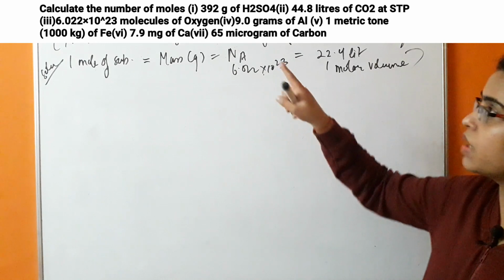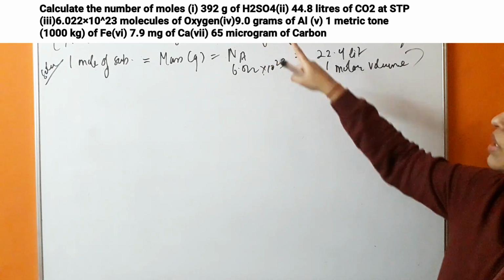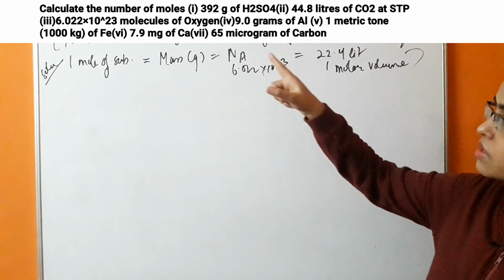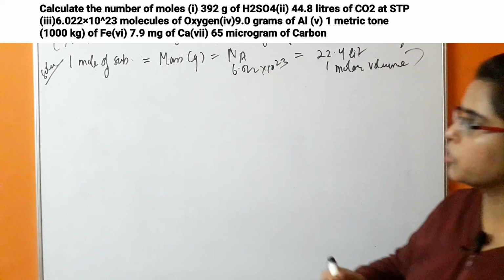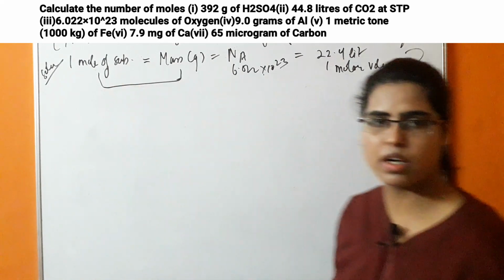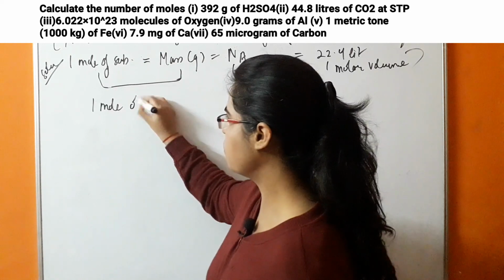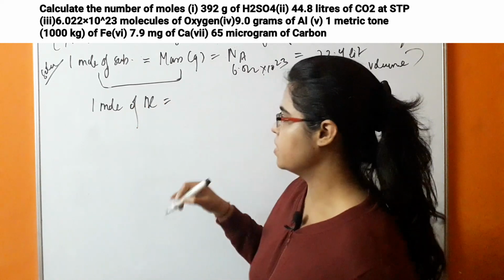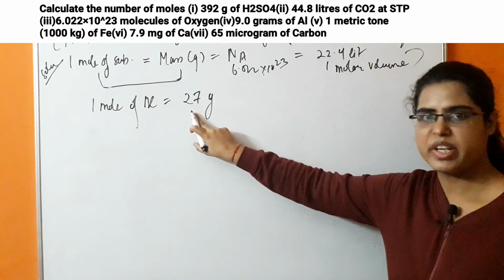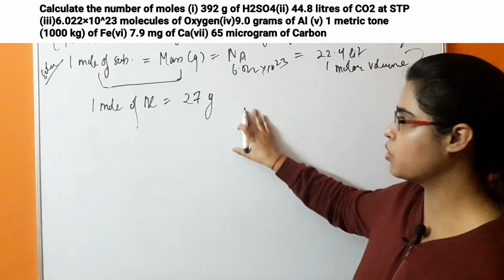Now next we have to find out the number of moles in this fourth condition, 9.0 gram of aluminium. In this case there is a relationship between number of moles and mass. This relationship will be used; other quantities are not required. 1 mole of aluminium has a mass of 27 gram. The atomic mass of aluminium is 27, converted into grams. So this is the gram atomic mass.